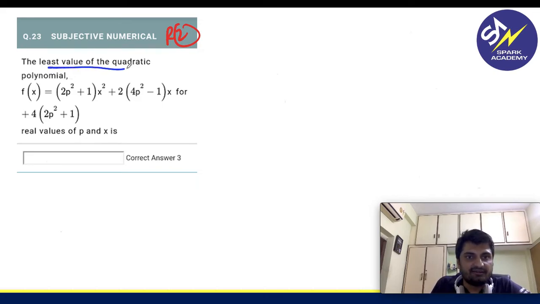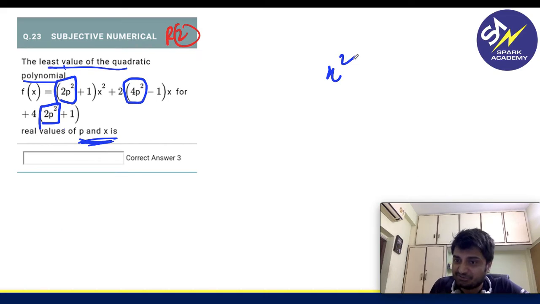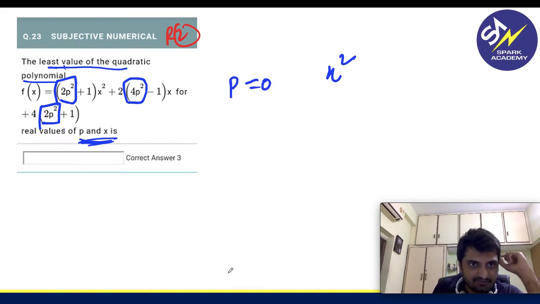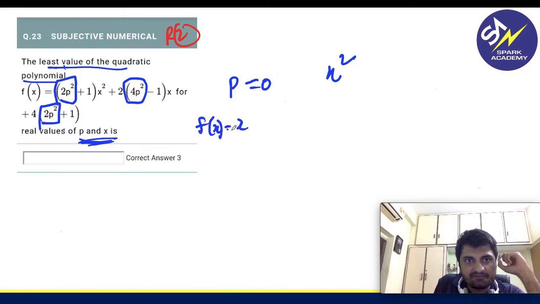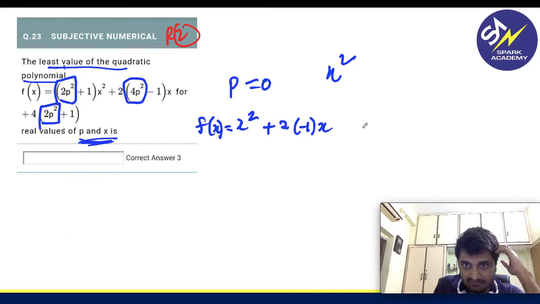The least value of quadratic polynomial f of x equals to, for all real values of p and x. This is a little tricky. Okay, the 23rd question is what we are doing now. This is a little tricky because you need to first find out delta, right? Or you can do hit and trial. So this is p square, right? Now you need least, so you can do logic also. P, how will you get least? This is square, right? Whenever you have x square, least value you can give is 0. So I am giving p value 0. Let's check now. What am I getting? F of x now is x square minus 2x plus 2 into minus 1 into x is what I am getting, plus 4.